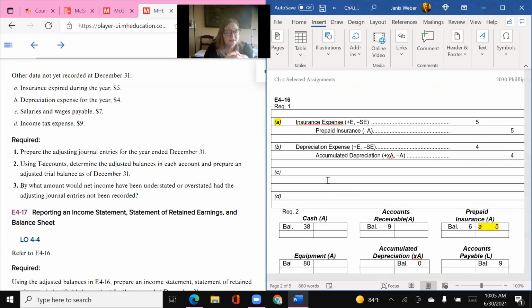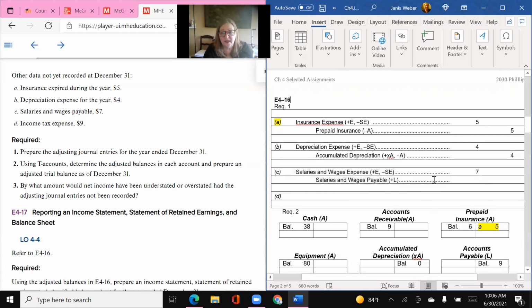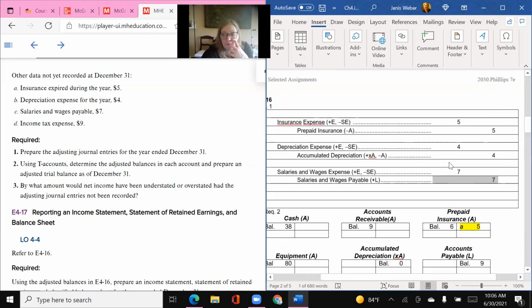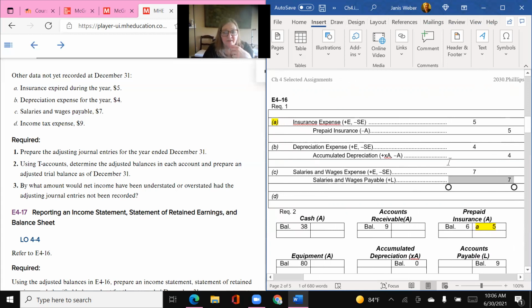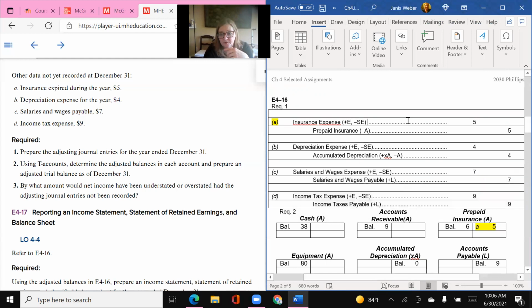Then the third entry is salaries and wages payable. So you have to accrue whatever salaries are due at the end of the month, and that's what they're doing. They give you the amount. So again, it becomes a piece of cake, nothing to it. And then D, income tax expense. They want you to accrue income tax expense, which is due after the period ends. So you know it's going to be a payable involved. So these 4 entries were the adjustments based on this information.